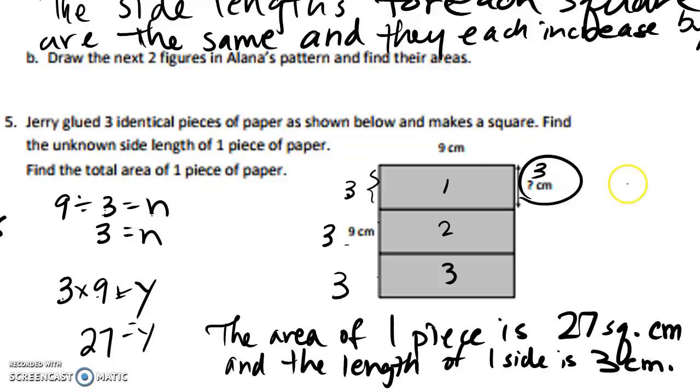Okay, notice again with my labels, when I'm talking about the area, I'm talking about the squares, but when I'm talking just about the measurement of a side, it's not a square, it's that line.